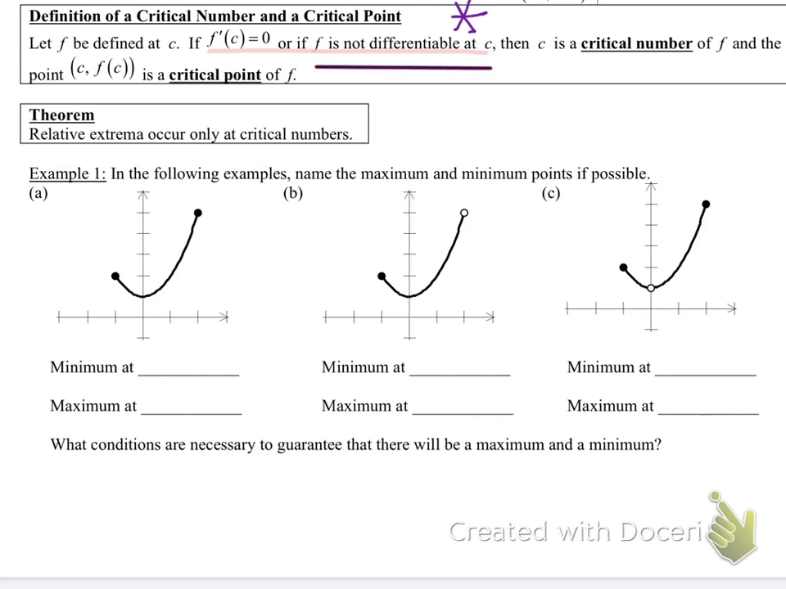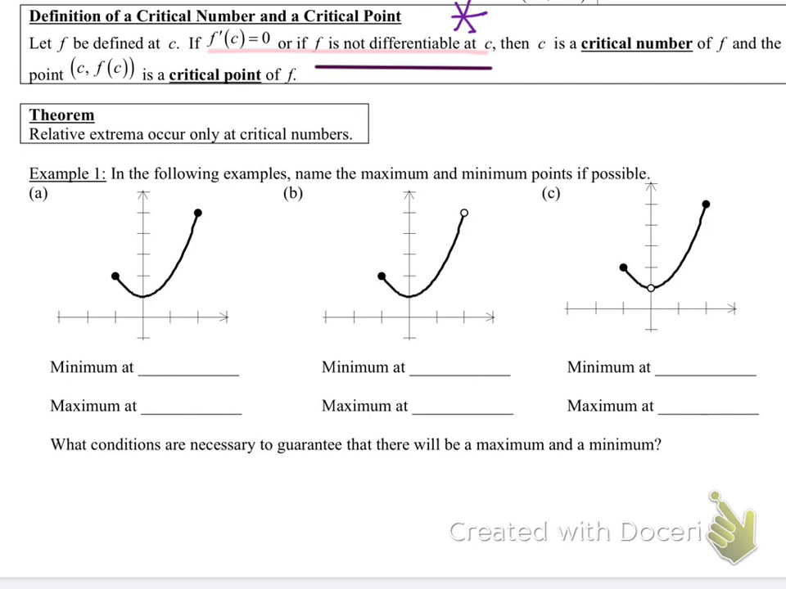Relative extrema can be absolute extrema if you can prove that there is absolutely no number higher or lower than them. Now let's look at our examples here.